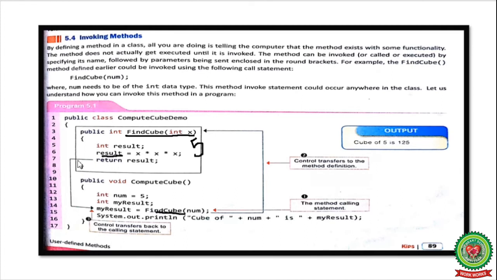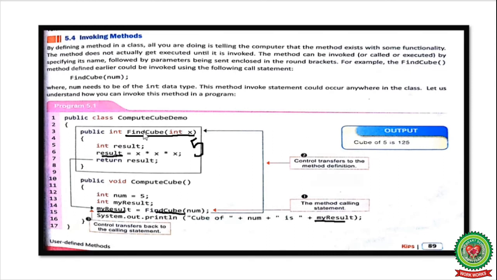Now this return will come back over here and my result, this variable, will store the value 125. Then System.out.println, cube of number is my result, and what is my result? That is 125. In this way we can invoke a method. This is method invoking or method calling.